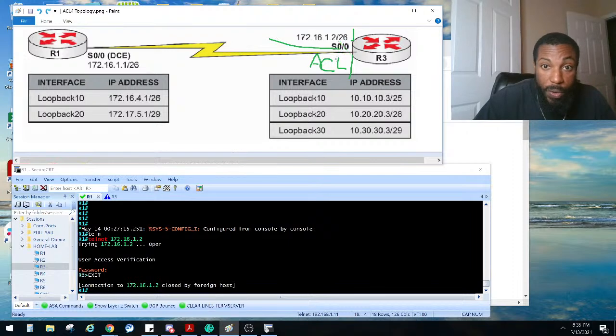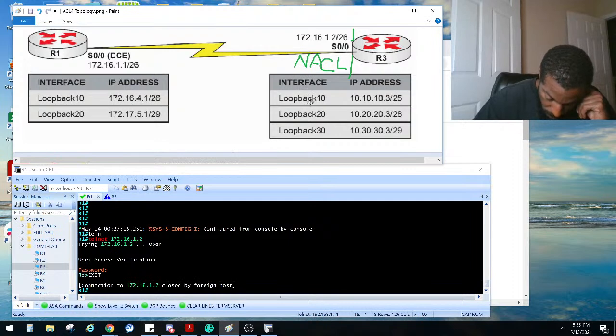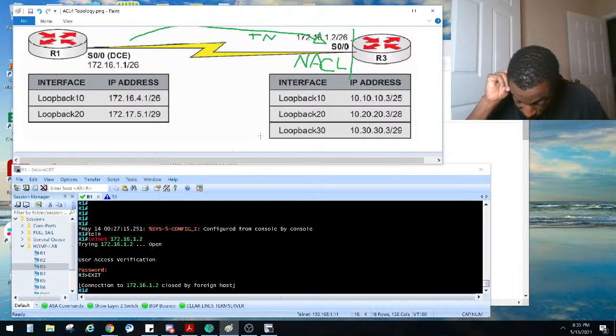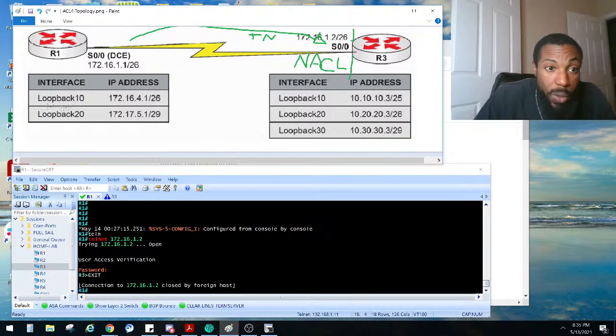So they want us to configure an ACL, a numbered ACL, to allow Telnet. So we're going to allow Telnet through here. Telnet. I ain't going to write the whole word out. Y'all know how to spell Telnet. From router 1's loopback 10. So we're going to be able to allow Telnet from loopback 10 to router 3's loopback 20. So we want to be able to not go through that right there, right? We're not going to go through that.